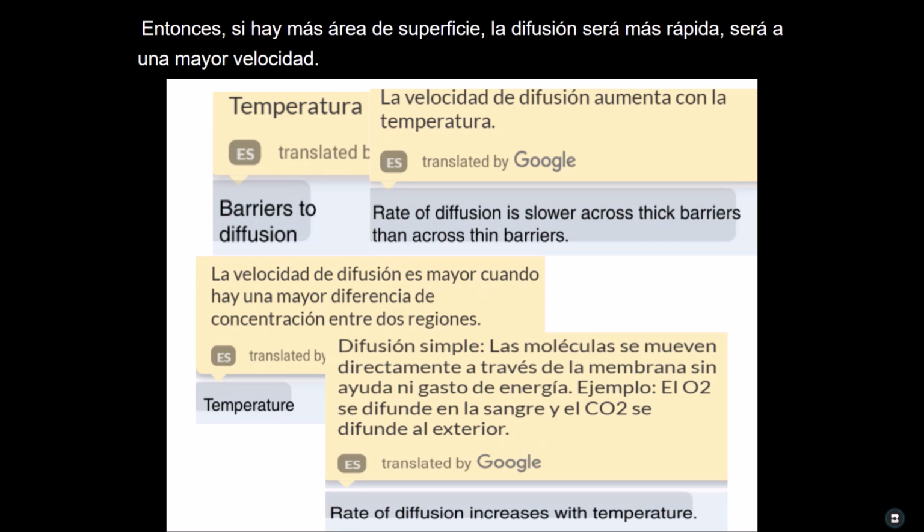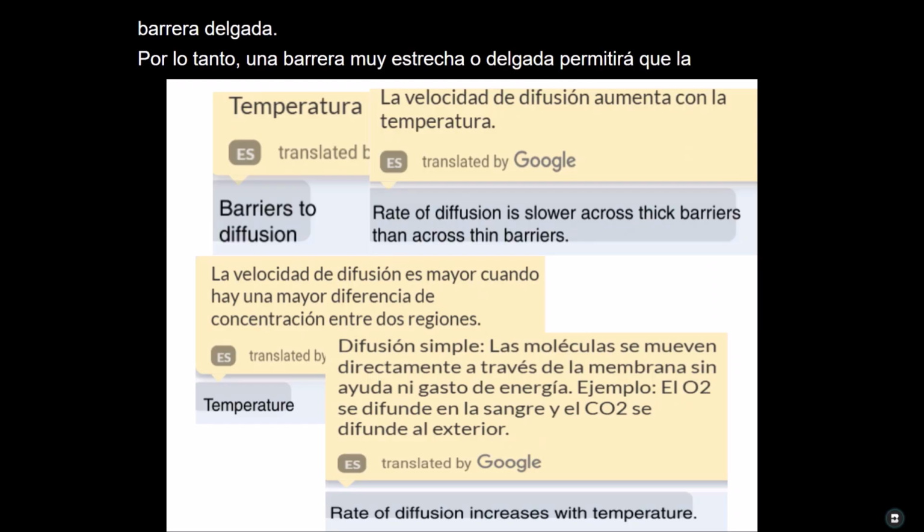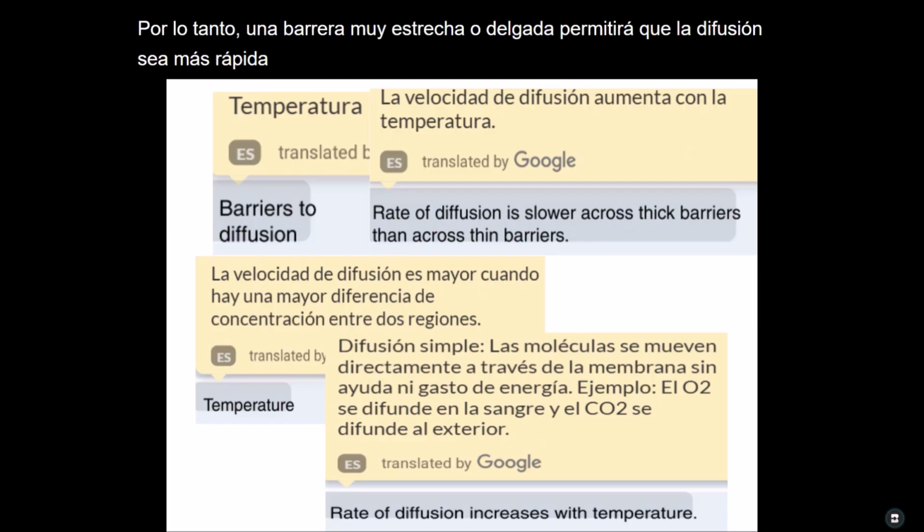The next factor of diffusion is barriers to diffusion. The rate of diffusion is slower if the barrier is thicker than a thin barrier. So a very narrow or thin barrier will allow diffusion to be faster than a thick barrier. There will be slow diffusion across a thick barrier.